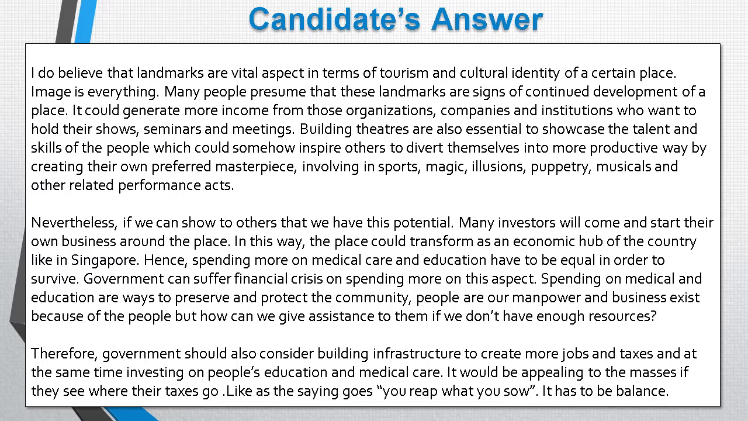And then quickly on to the conclusion. Therefore, government should also consider building infrastructure to create more jobs and taxes, and at the same time investing on people's education and medical care. Again, in conclusion, you would normally summarize what you've already written, your main arguments. It's not really doing that in that conclusion there. So immediately I can see that yes, this is someone's first attempt. But that's fine. Everybody has to start somewhere. Let's see if we can fix it.